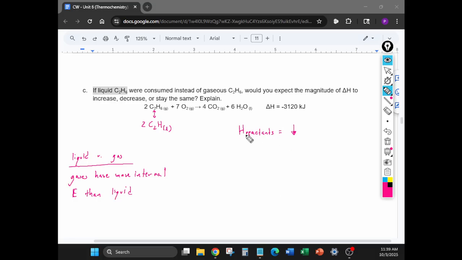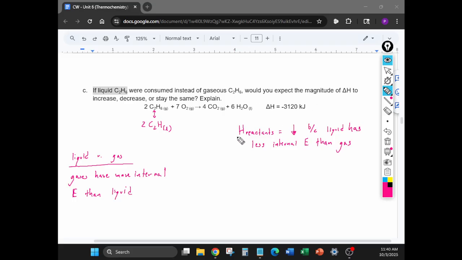Okay, so the H of the reactants is going to go down, and the reason is because liquid has less internal energy than gas. So far, so good? Okay, one last step.